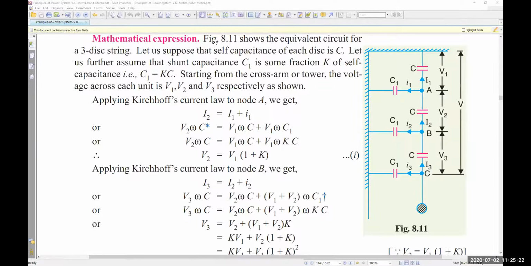the mathematical expression. Figure 8.11 shows the equivalent circuit of the 3-disc insulator. Here this is the conductor. This is one disc, another disc, another disc. So this one is C, C, C. They are all what? Self-capacitance. Wait a second, I'm coming.